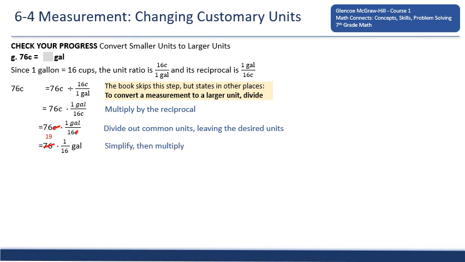And if we simplify, we get 19 and 4, because 4 will go into 76 19 times, and 4 will go into 16 4 times. If we multiply it out, we get 19 over 4, and we'll rename that as a mixed number of 4 3/4 gallons.